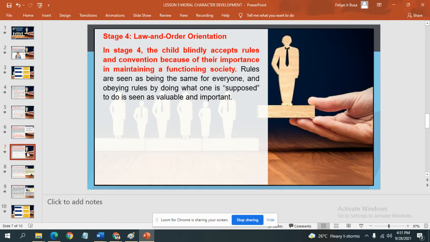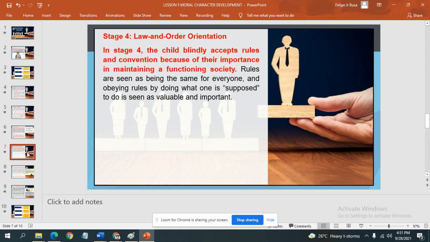Character development stage 4 under level 2, or level 2 stage 4, which is what we call law and order orientation. Here in this stage, the child blindly accepts rules and convention because of their importance in maintaining a functioning society. Rules are seen as being the same for everyone, and obeying rules by doing what one is supposed to do is seen as valuable and important. So here, the child recognizes the importance of the rules and also the value of society.